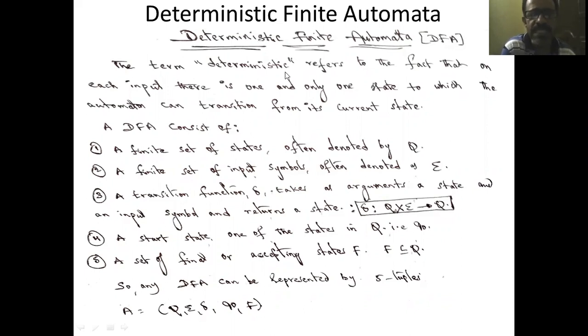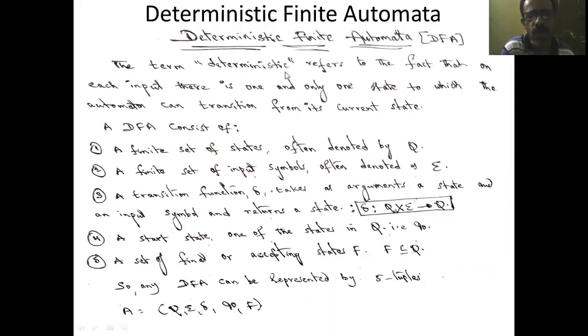So what is deterministic? The name itself gives the meaning: we can determine the output. From any state on any input symbol, DFA, the short form of deterministic finite automata, can produce exactly one output. That's why we call it deterministic.